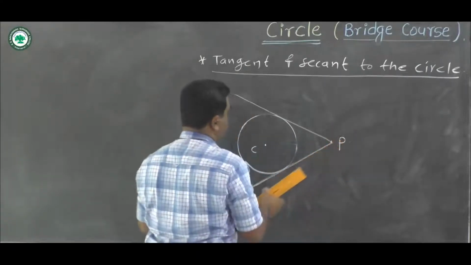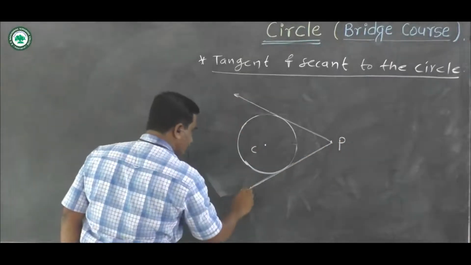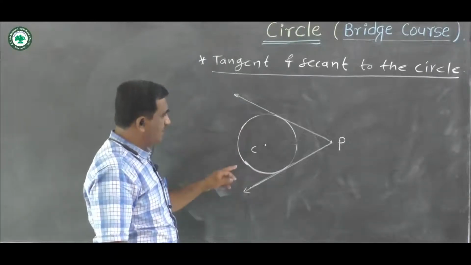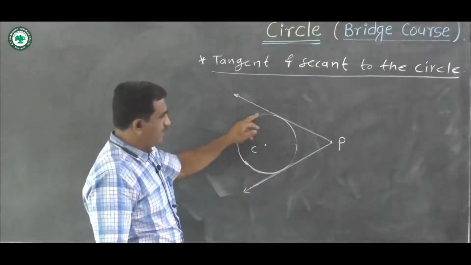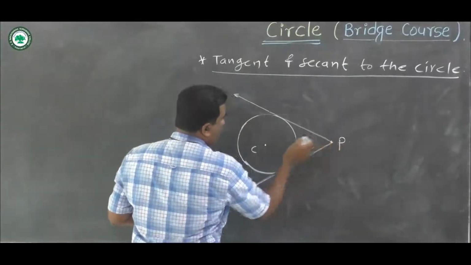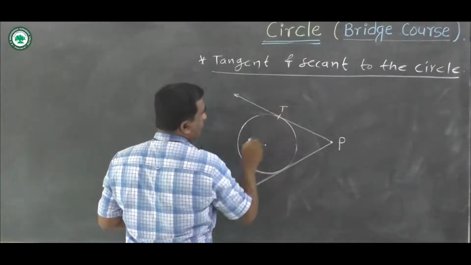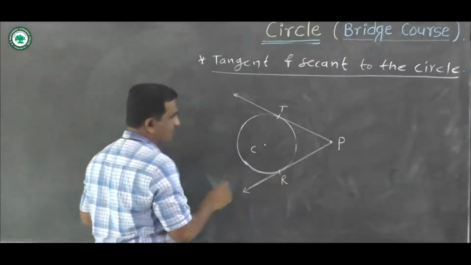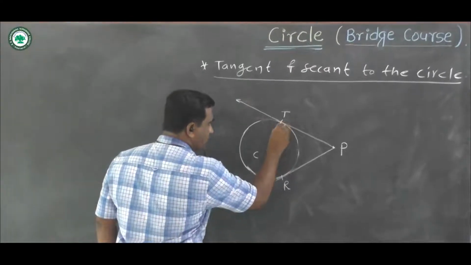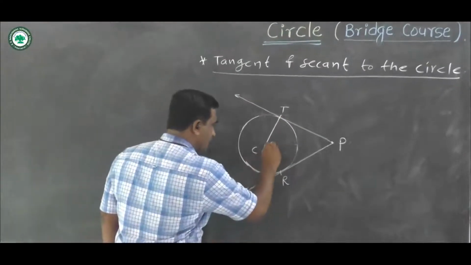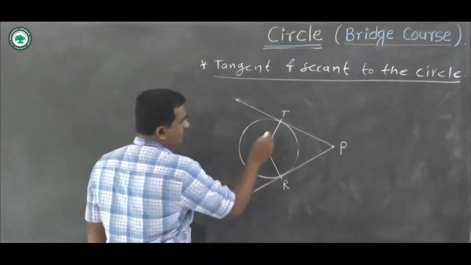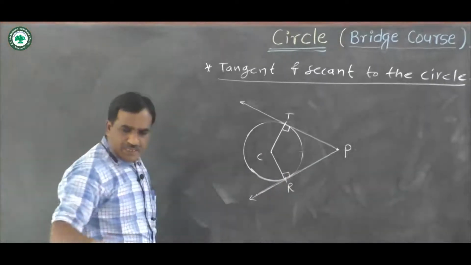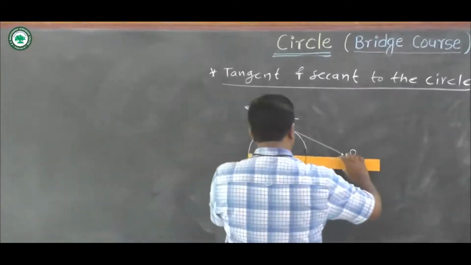The tangents drawn from an external point to the circle are congruent. This is the point P. We draw tangent PT and tangent PR. We join these 2 points, C and T, and C and R. These are right angle triangles. Also join the points C and P.